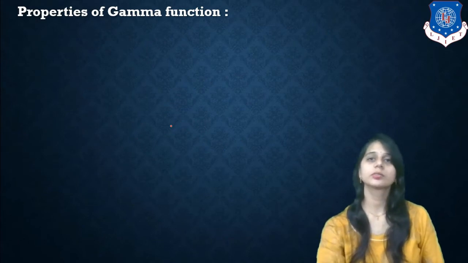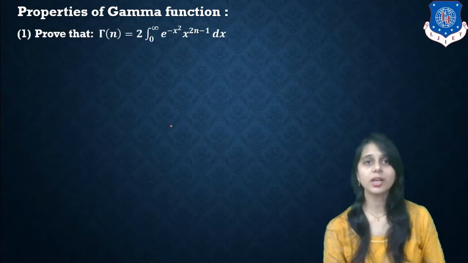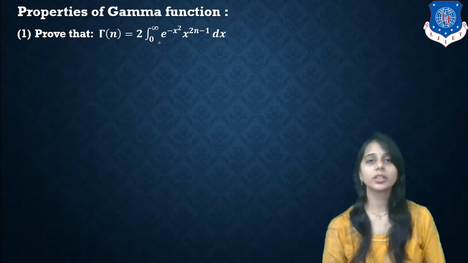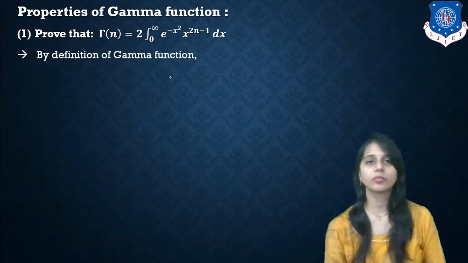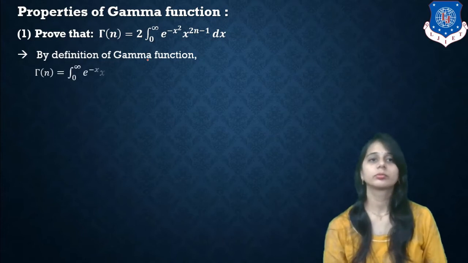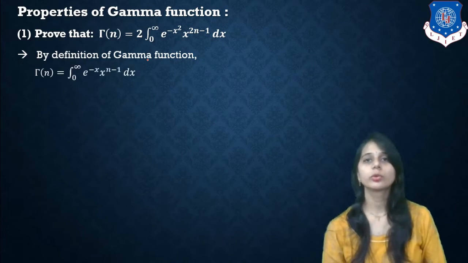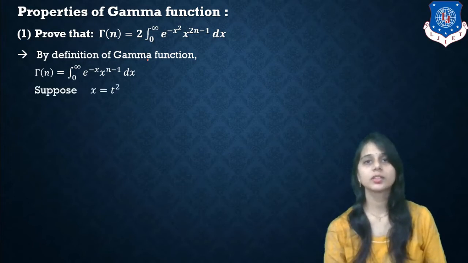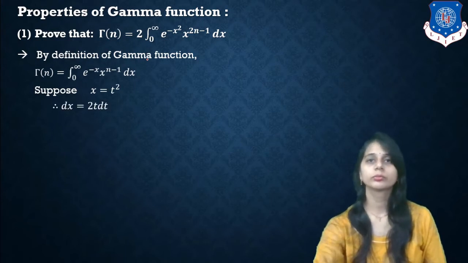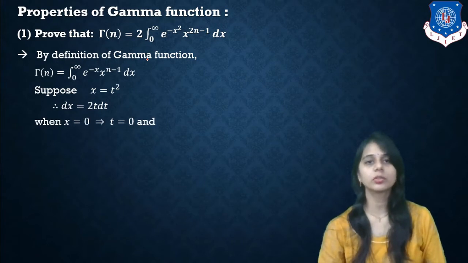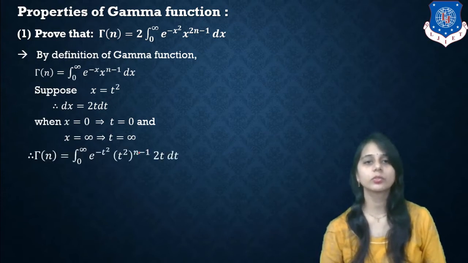Property of gamma functions. Prove that gamma n equals 2 times integral 0 to infinity e raised to minus x square, x raised to 2n minus 1 dx. So we start from the definition of the gamma function. Gamma n equals integral 0 to infinity e raised to minus x, x raised to n minus 1 dx. Suppose we say that x equals t square, so dx equals 2t dt. When x equals 0, t equals 0, and when x equals infinity, t equals infinity. So we get integral 0 to infinity e raised to minus t square, t square raised to n minus 1, 2t dt.